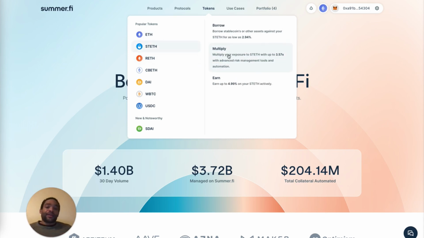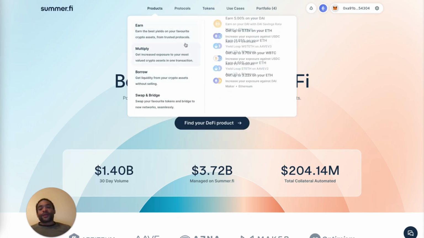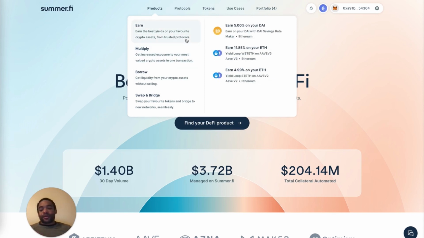But we ladder right back into the same place of saying, hey, you want to borrow, you want to multiply, you want to earn. These are the main categories of things that you can do in DeFi today. So I wanted to go over each of them and give a very salient, real life example of a person that I've spoken to in the past, or a person that I know, in each case that has used each of these categories, and provide an example of how you could use them to your advantage should you choose to do that on Summer.